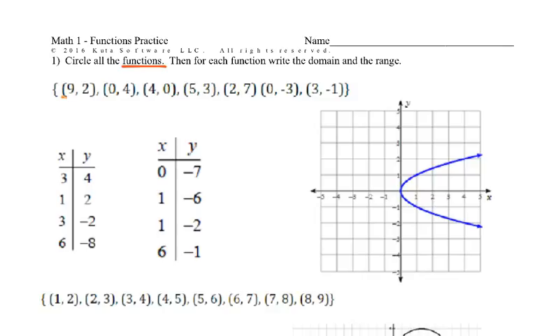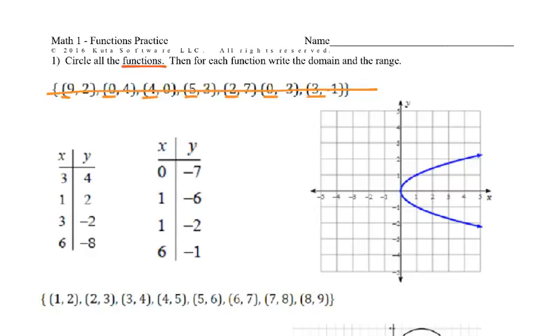So we look at all the inputs when we're given points, and see if we have any that are the same. 9, no other 9s. 0, there's another 0. That's a red flag right there. So my 0, what does it give me? If I give you 0, it gives me back a 4. If I give you 0, it gives me back a negative 3. In other words, that 0 is giving us two different options. That is not what we want to see. So this one is not a function.